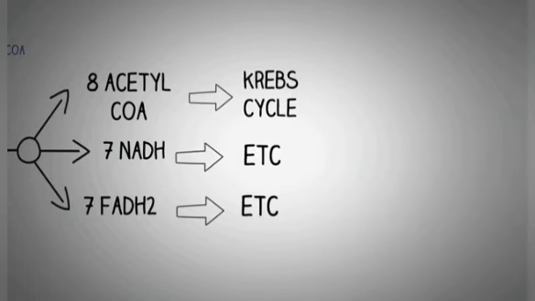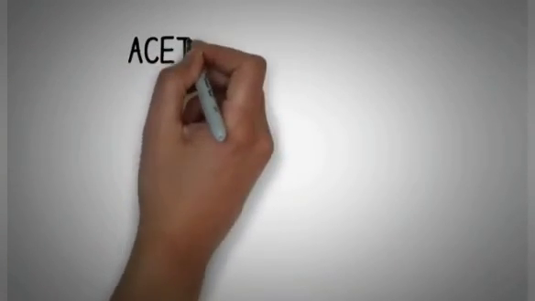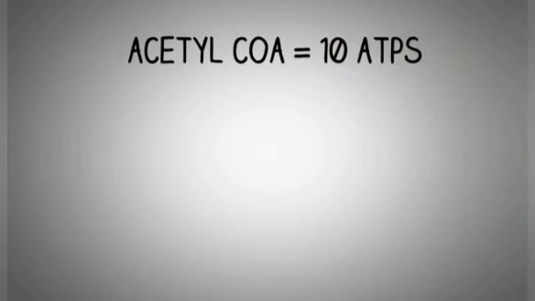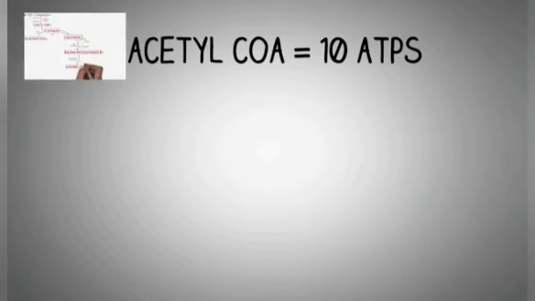Now, for calculation of how many ATPs are produced during the beta oxidation, you should know 1 molecule of acetyl-CoA gets 10 ATPs through one cycle of the Krebs cycle. Make sure to watch the video on the Krebs cycle for better understanding of this topic.